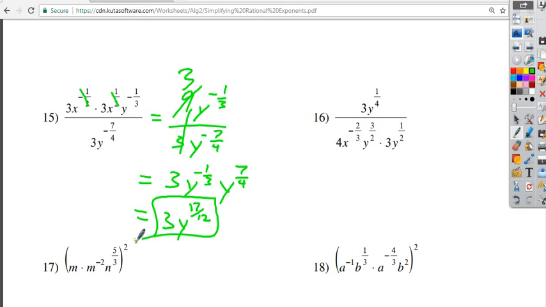All right, so it looks ugly, but if you just follow the laws of exponents, and that's what we're trying to do, and that's what our goal is, to use the laws of exponents to simplify these things, then it's not as ugly as it appears.